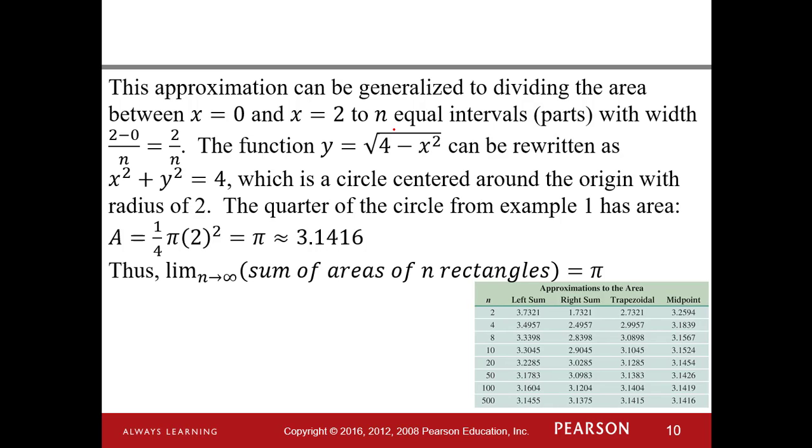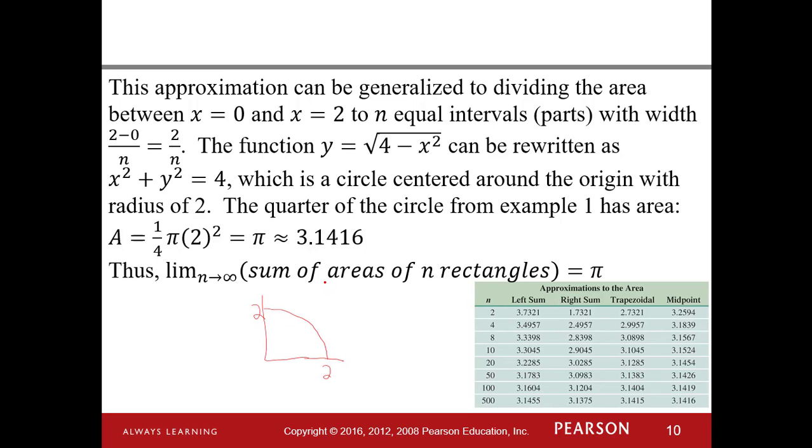Our function y is equal to the square root of 4 minus x squared. We can rewrite that by squaring and adding to make x squared plus y squared is equal to 4, which would be a circle with a center of 0, 0, and a radius of 2. The quarter of the circle from example 1, so that was this graph, where we had a fourth of the circle here, so it's at a radius of 2.